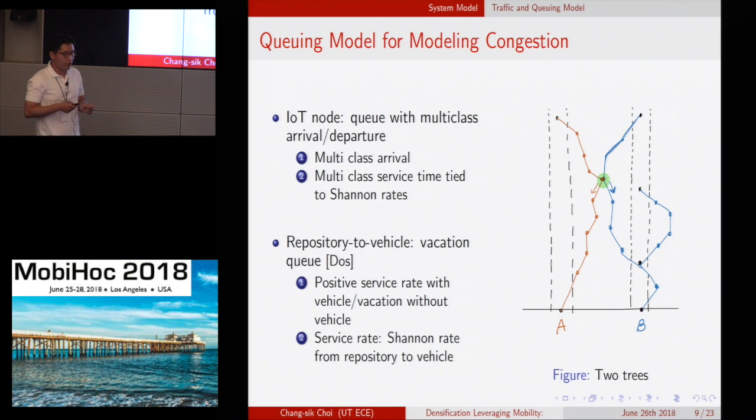And the repository to the vehicle is captured by the vacation queue. So the repository queue has a positive service rate when there is a vehicle, and zero service rate if there is no vehicle, so it's on vacation. The service rate when there is a vehicle is characterized by the Shannon rate from the repository.